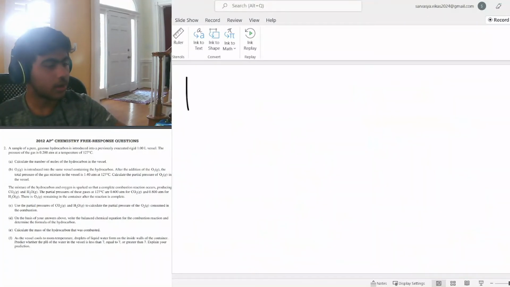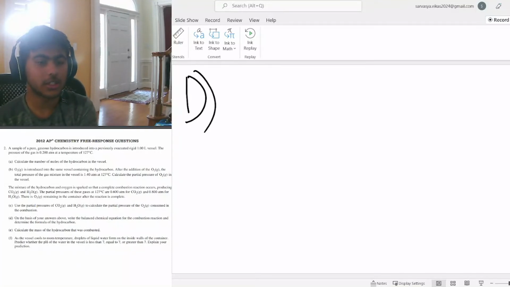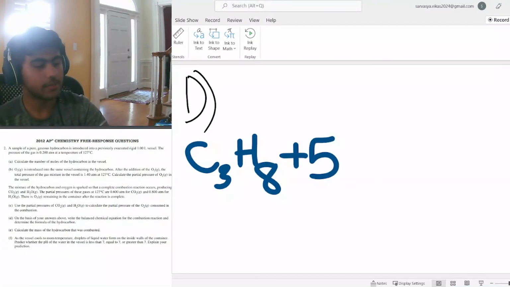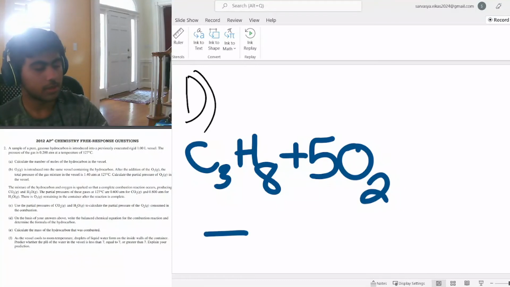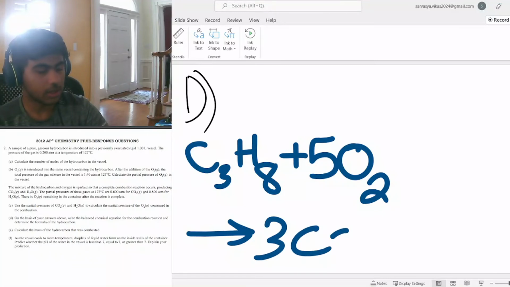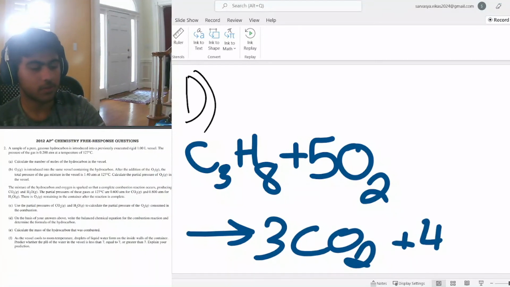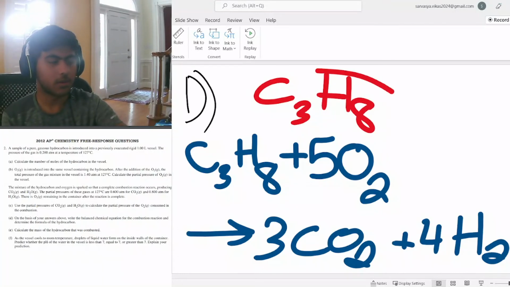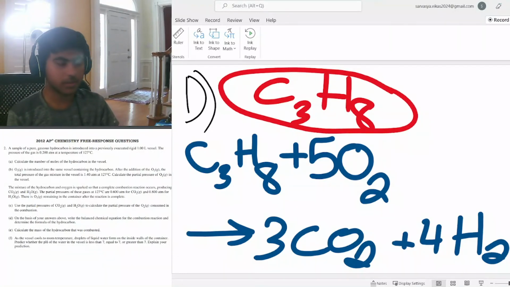And now we are asked to, on the basis of the answers above, write the balanced chemical equation for the combustion reaction and determine the formula of the hydrocarbon. Well, we just did this. C3H8 plus 5 O2 becomes 3 CO2 plus 4 H2O, and of course our actual hydrocarbon itself is C3H8, and that is it for this part. Let's keep going.